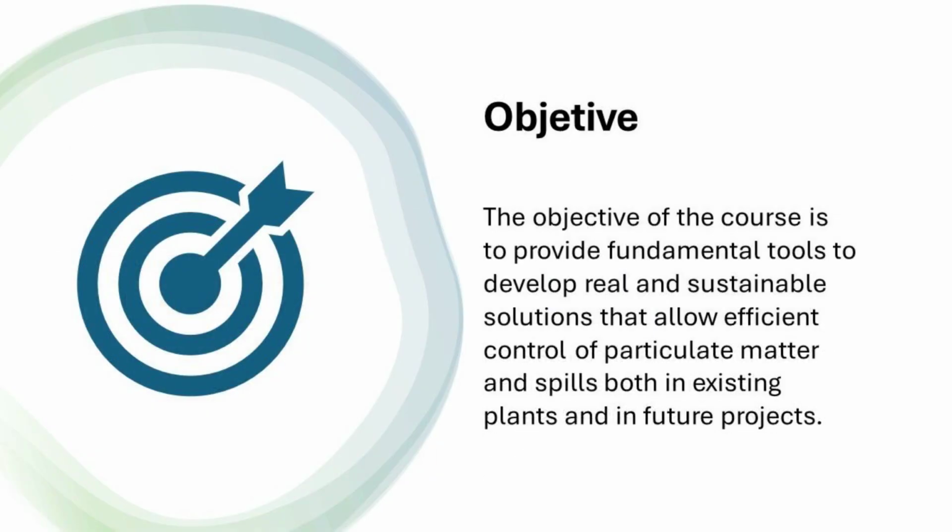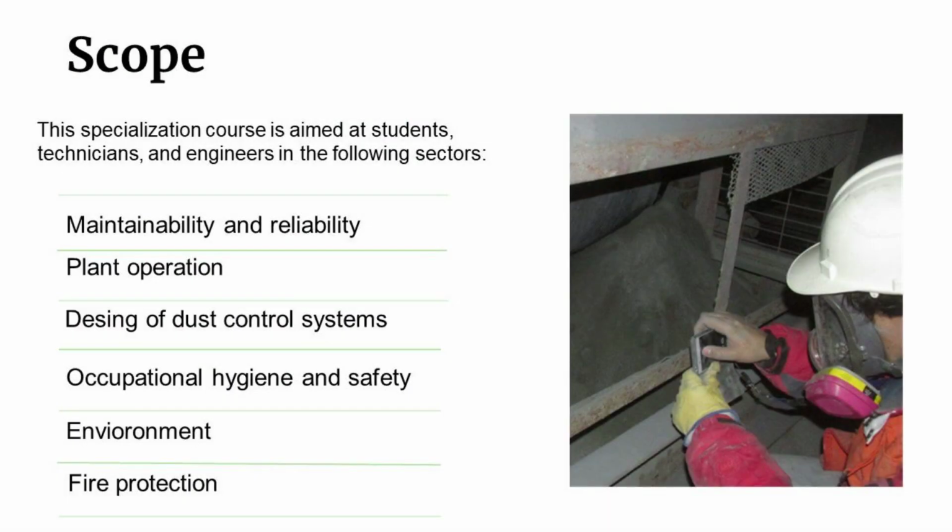The objective of the course is to provide fundamental tools to develop real and sustainable solutions that allow efficient control of particulate matter and spills both in existing plants and in future projects. The specialization course is aimed at students, technicians and engineers in the sectors of maintainability and reliability, plant operation, design of dust control systems, occupational hygiene and safety, environment and fire protection.